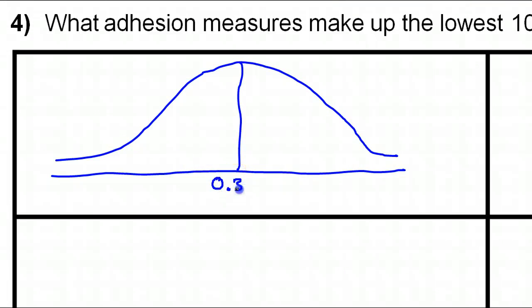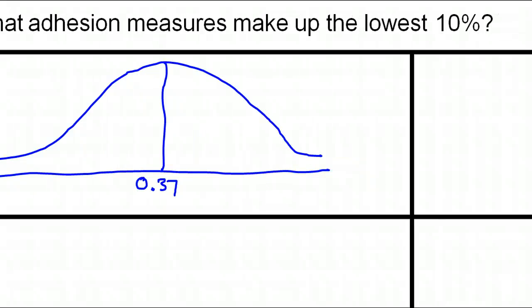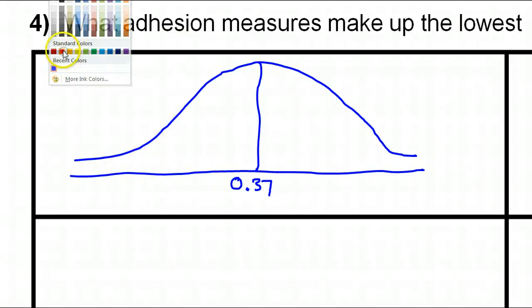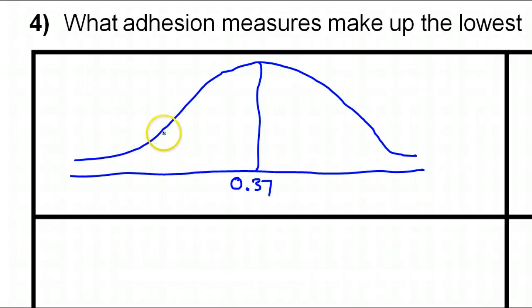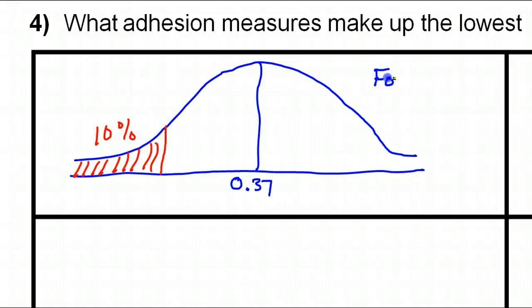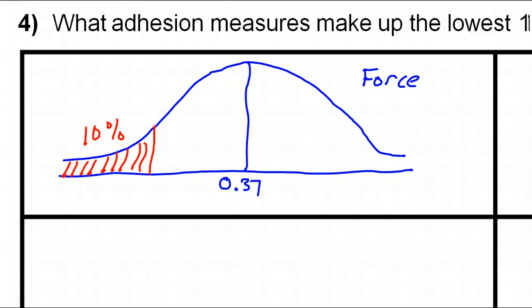0.37. We want to find out what measures make up the lowest 10%. The lowest 10% will be down on the left end. So just put it down here somewhere. This will represent our lowest 10%, so we can go ahead and mark this with 10%. There you go. We must label the graph overall. Normally we would have units, but we don't have units, so we'll just say force.